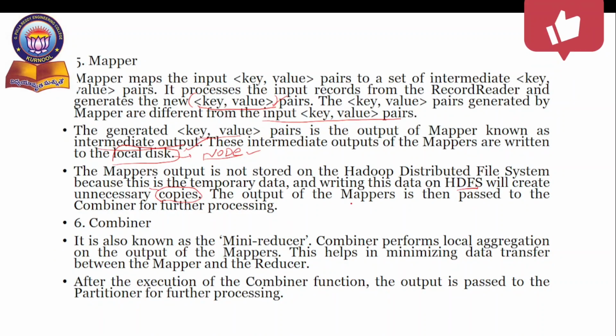So the output of the mappers is then passed to the combiner for further processing. The data which is stored in the local disk will be passed to the combiner. Now we'll see what the combiner does. Combiner is also called a mini reducer. The combiner performs local aggregation on the output of the mappers. This helps in minimizing data transfer between the mapper and the reducer. After the execution of the combiner function, the output is passed to the partitioner for further processing.